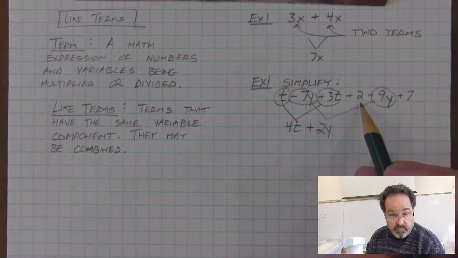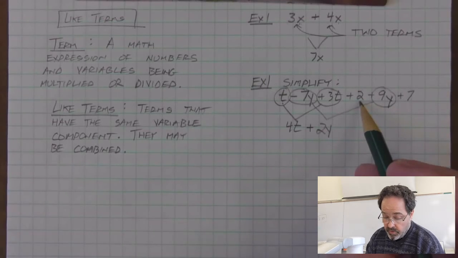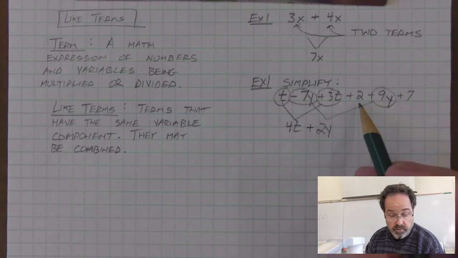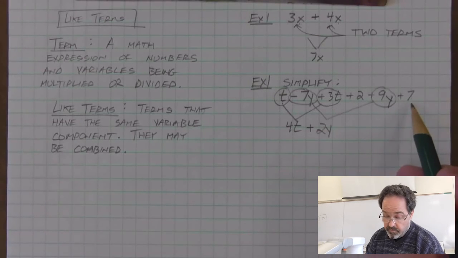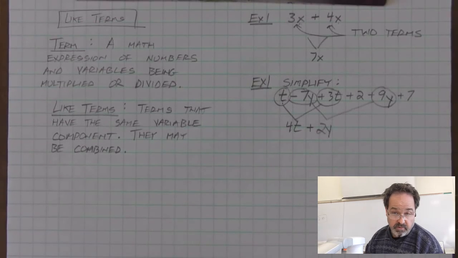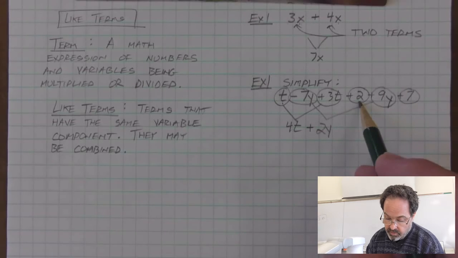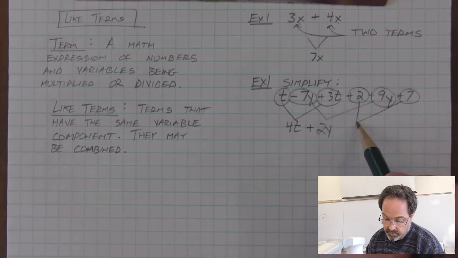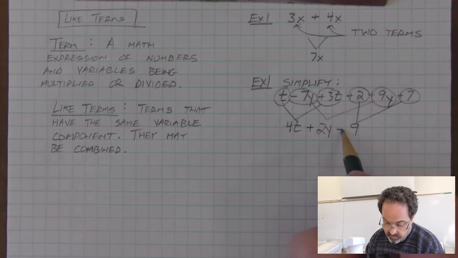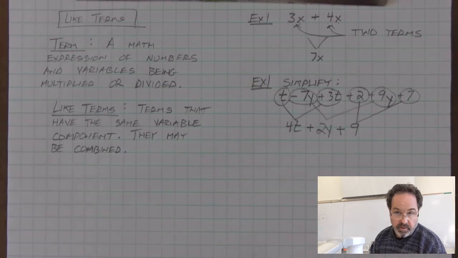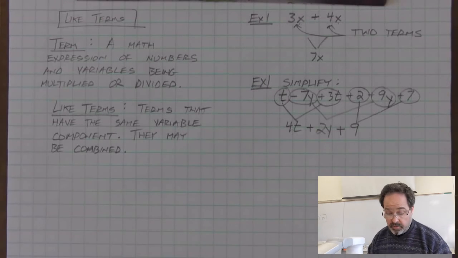We have a simple term of 2. Its variable component is that it does not have a variable. The 2 is not multiplying a variable. We can combine it with this term of 7 because the term of 7, its variable component is that it doesn't have a variable. So these are like terms, and the positive 2 and the positive 7 can be combined to make 9. And it's positive, so we can put a plus out front. So we had 3 sets of like terms that we combined to simplify.